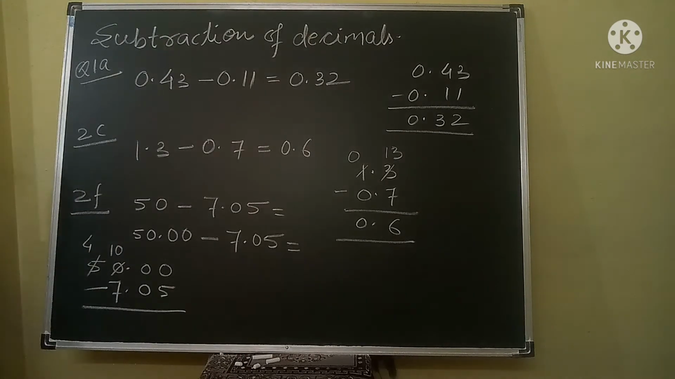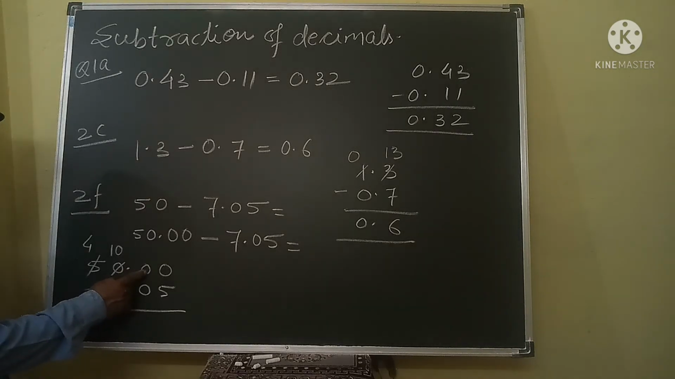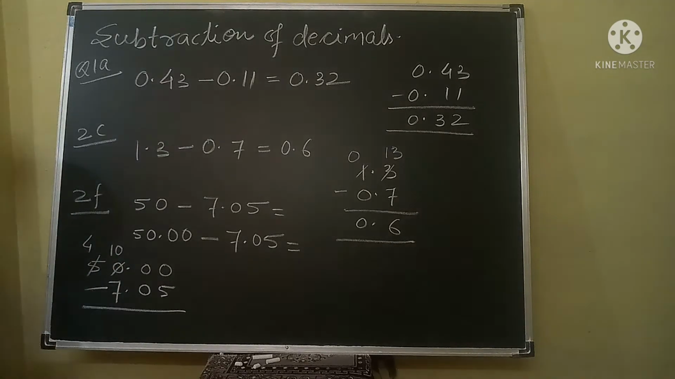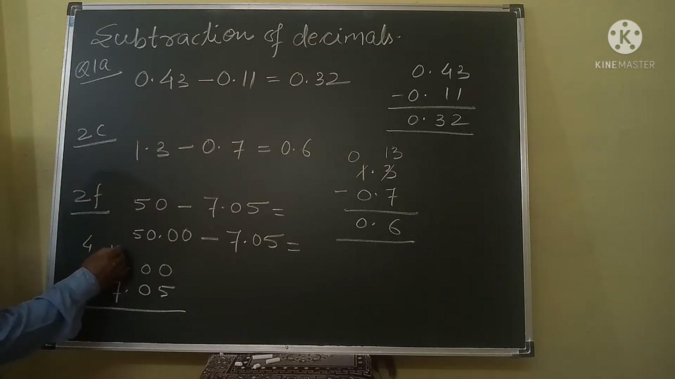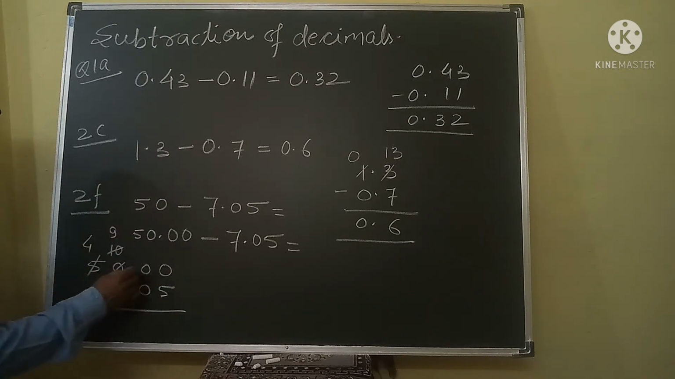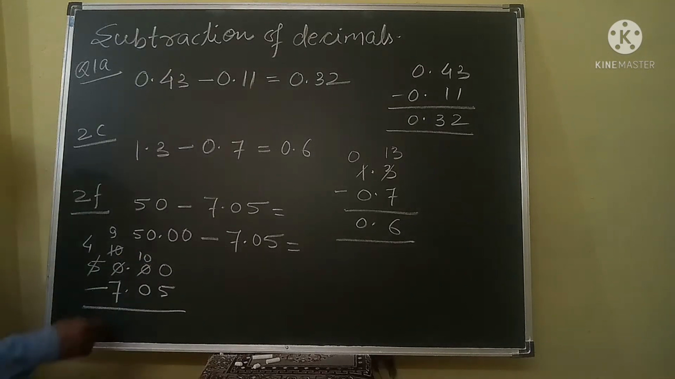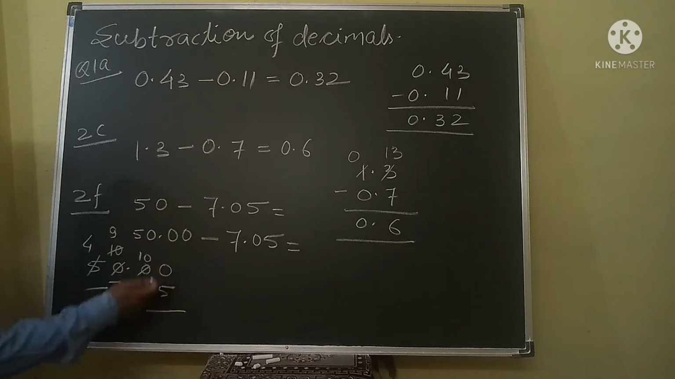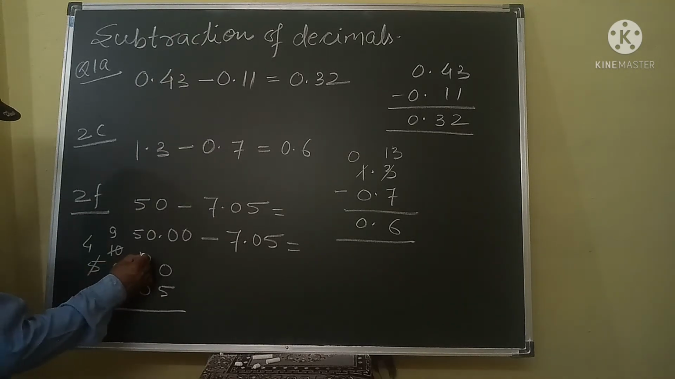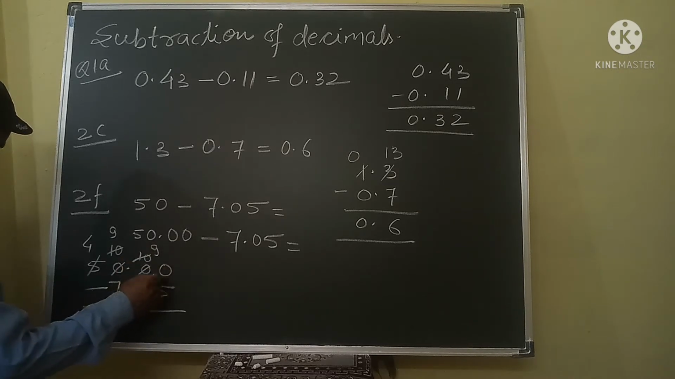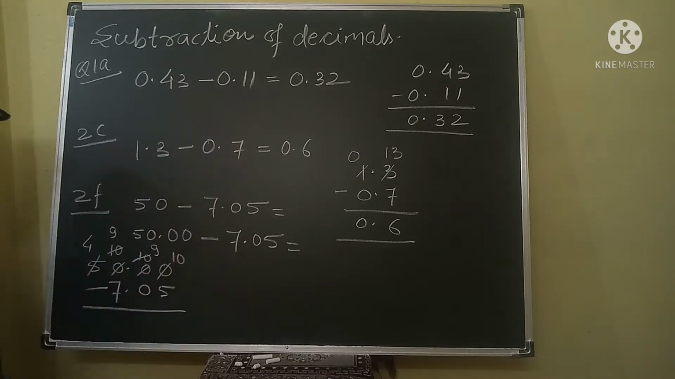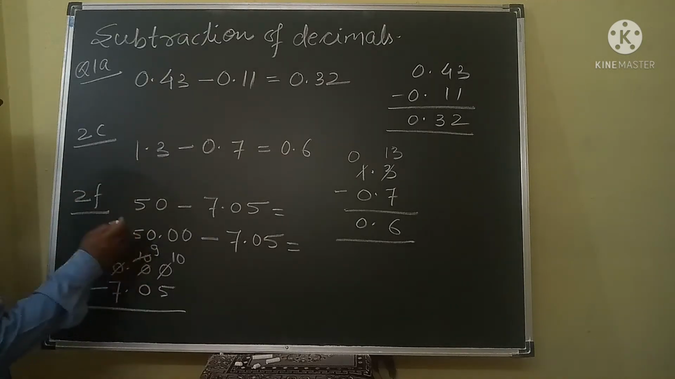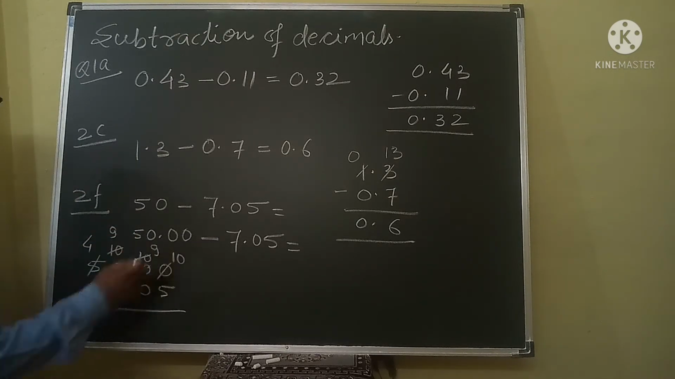Okay. Then after what we will do? This is 0 and this is 10. We will take one number borrow from 10. So 10 converted to 9 and this 0 converted to 10. Okay, but this is 0 and this is 10. We cannot subtract 5 from 0. So what we will do? We take one number borrow from 10. So 10 converted to 9 and 0 converted to 10.